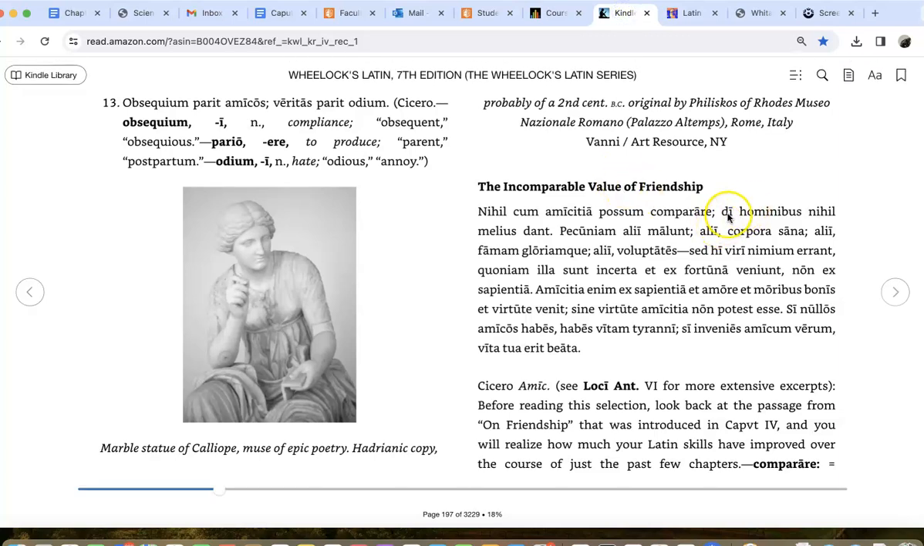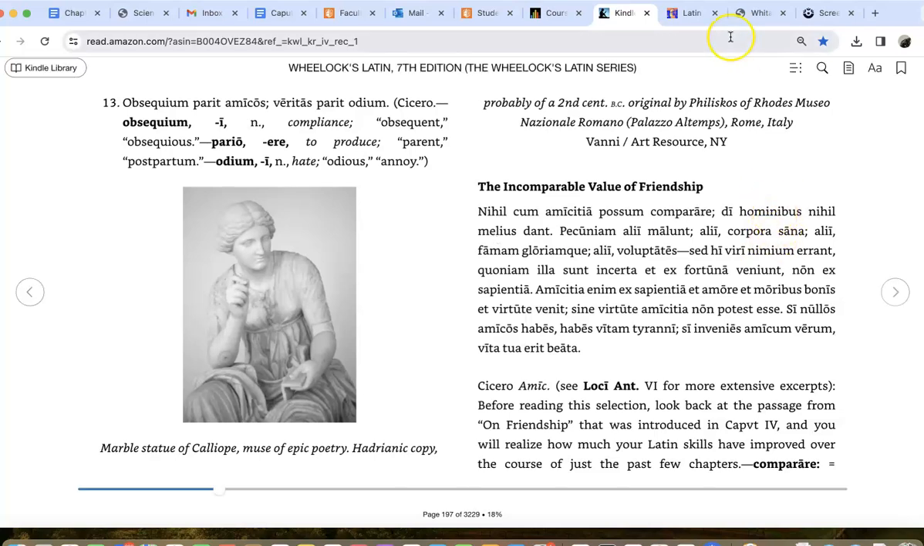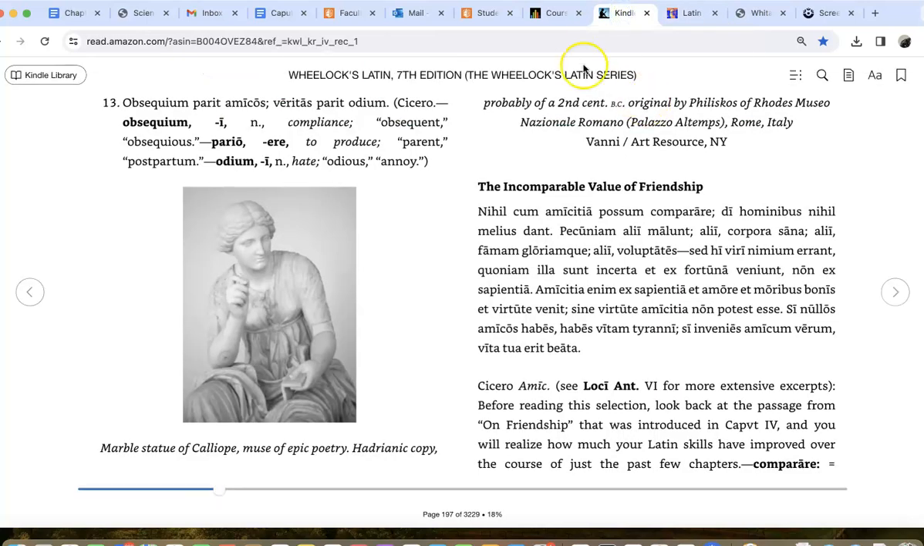The gods, DI, give, dant, we had in chapter 1, nothing, nihil, melius, where we get words like ameliorative, amelioration, which means to improve. And then to human beings, if I want to say to men, that's fine too. But of course, that is third declension dative plural. Ibus, ibus. So remember, the dative is to or for whom something is done.